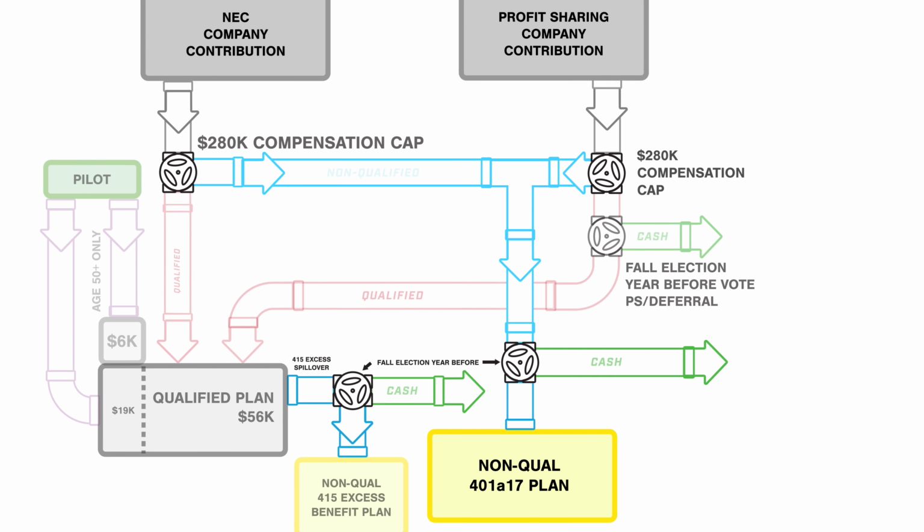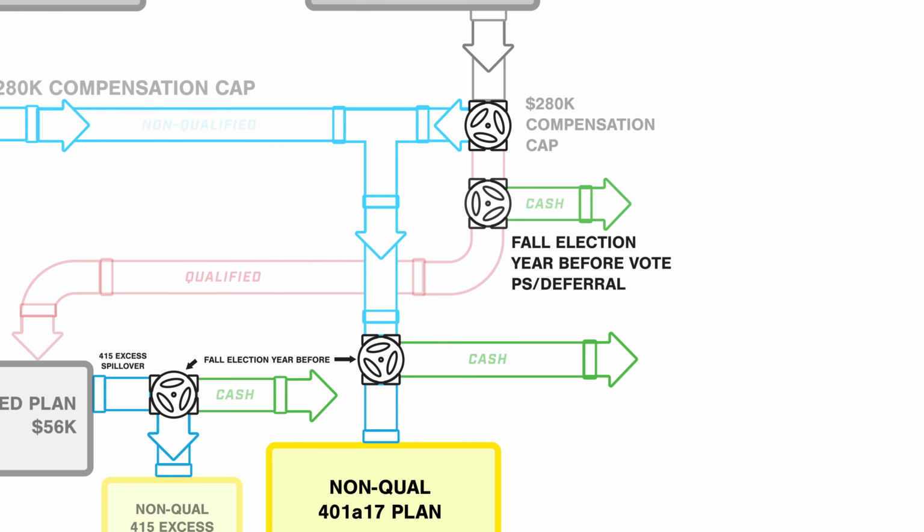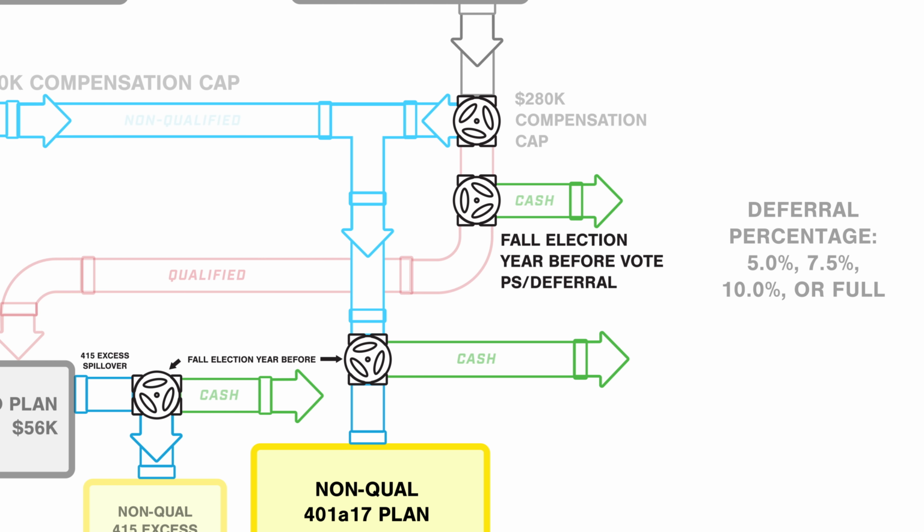One last thing to cover. Our CBA lets us choose a set profit sharing deferral percentage, 5%, 7.5%, 10%, or full, that will be directed to the profit sharing plan. Many of us want to make our own individual choice, but the IRS won't let us the way the plan is structured today. So the membership votes during each fall election, and the most popular choice applies to all of us. It's a topic SWAPA educates on every August, so look for more information then.